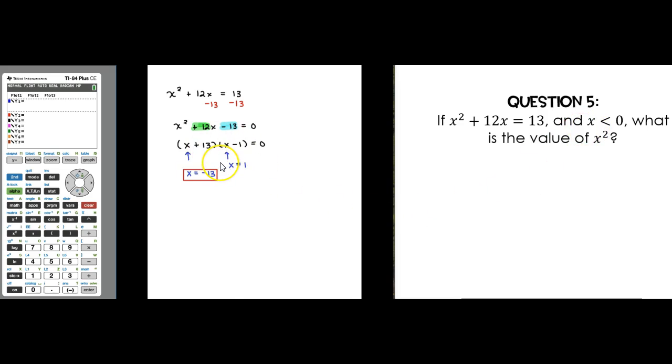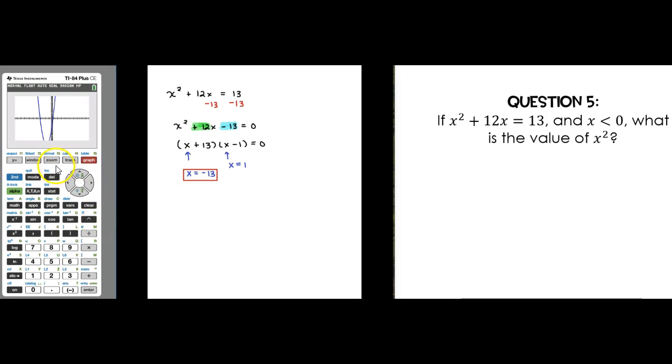Now, supposing that we weren't quite sure how to factor this, we can also solve this using our graphing calculator. So to show that, I'm going to go ahead and put our standard form equation into our graphing calculator. We'll go over to y equals, and we'll put in x squared plus 12x minus 13, and hit graph.